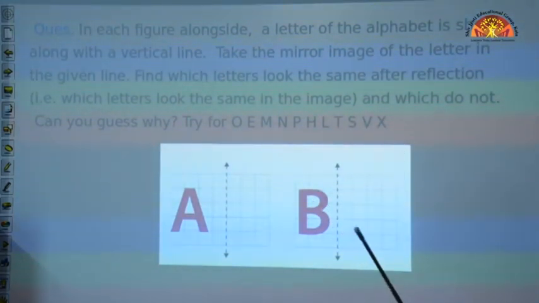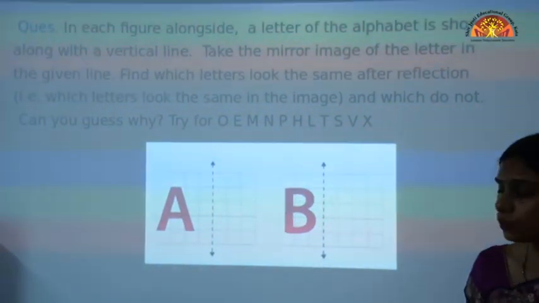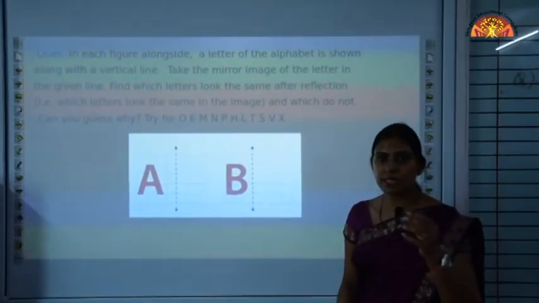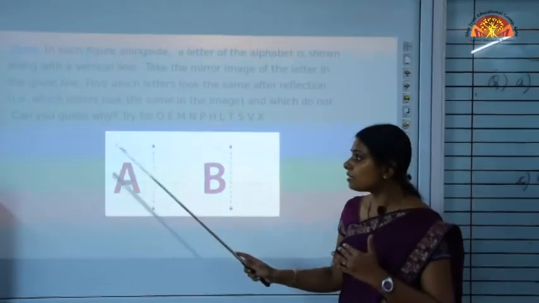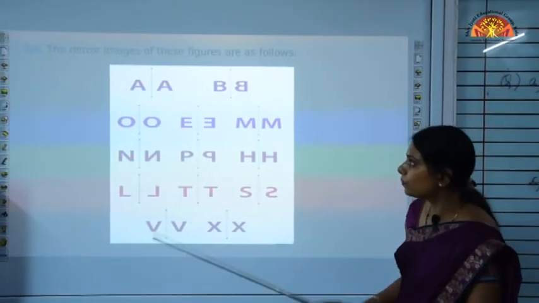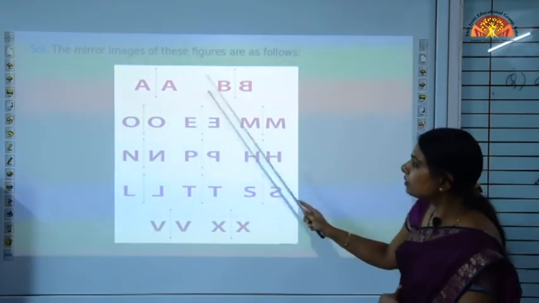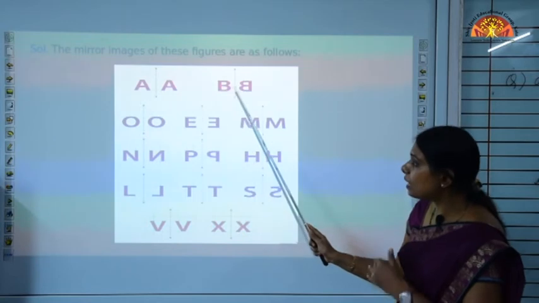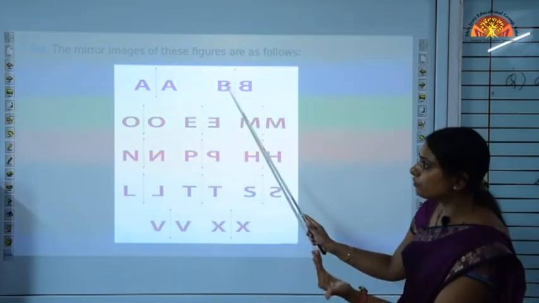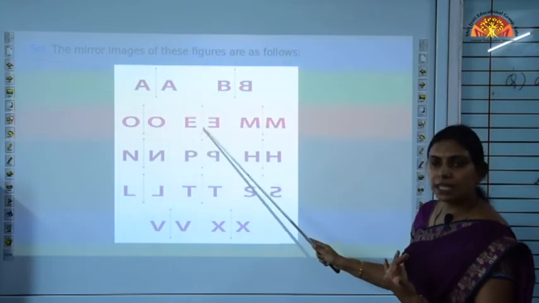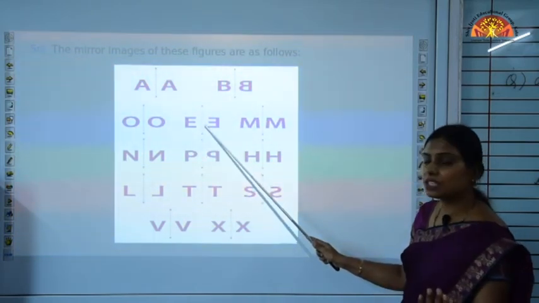So children, this is an activity for you to practice: some of the letters appear the same in the mirror image and some of the letters appear reversed in their mirror image. You can see some letters over here, children. A has the same mirror image. When you see the alphabet B, it appears to be reversed. O has the same mirror image. E has the inverted mirror image.